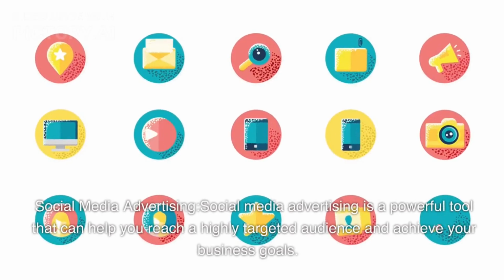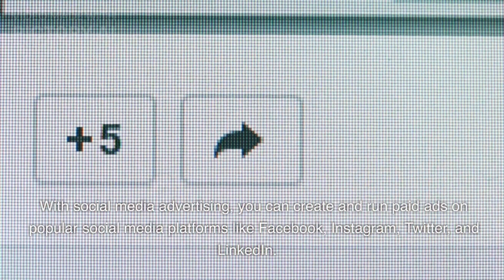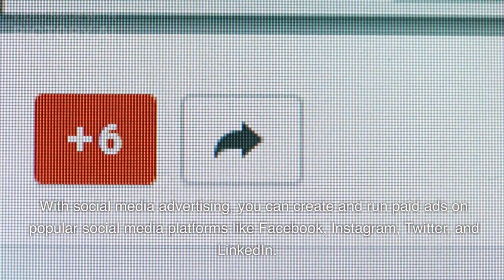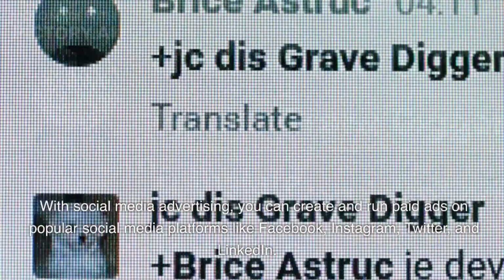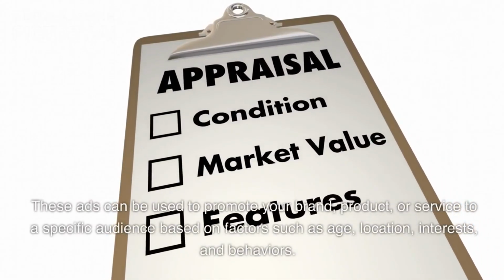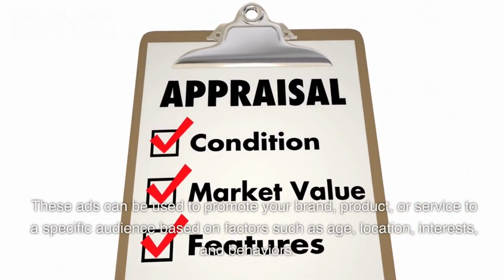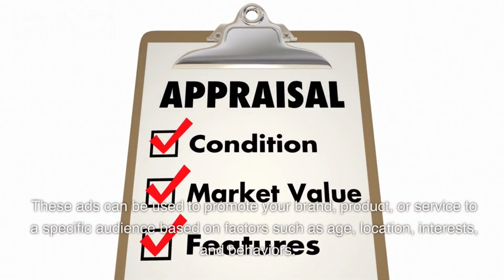Social media advertising. Social media advertising is a powerful tool that can help you reach a highly targeted audience and achieve your business goals. With social media advertising, you can create and run paid ads on popular social media platforms like Facebook, Instagram, Twitter, and LinkedIn. These ads can be used to promote your brand, product, or service to a specific audience based on factors such as age, location, interests, and behaviors.